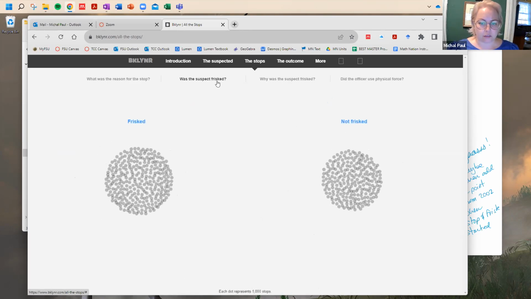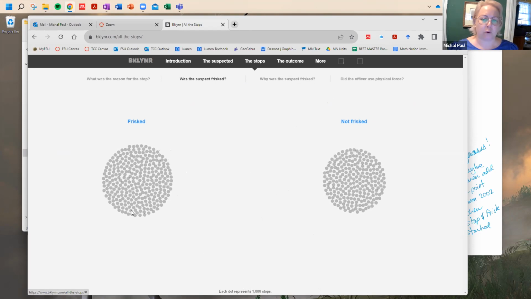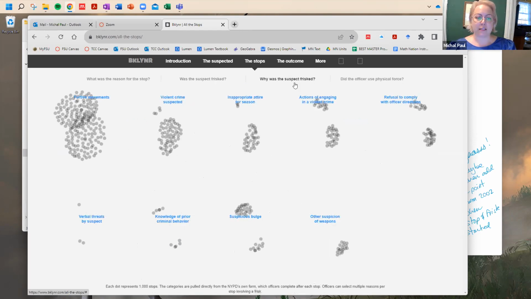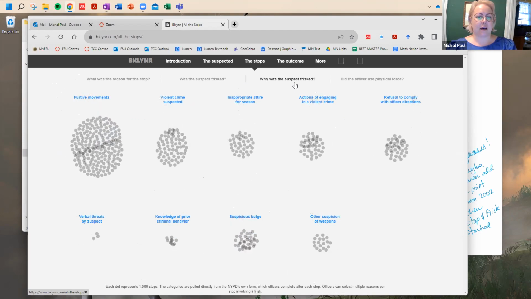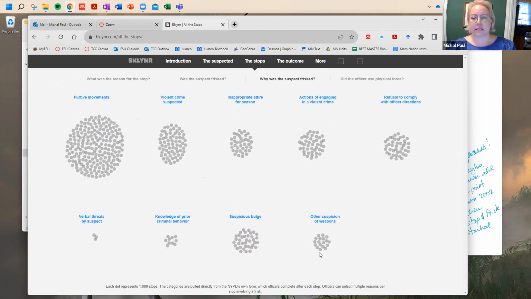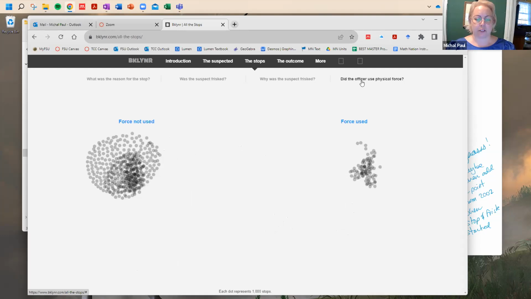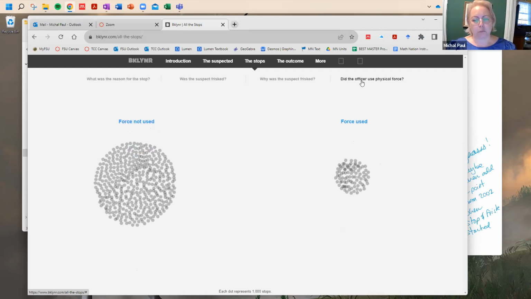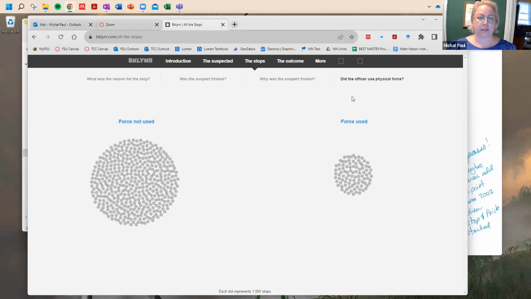Of those, about 50-50, more were frisked than not frisked, but it's pretty close. Why were they frisked? Mostly the same reasons they were stopped, although some of them were frisked because the officer said something to them and they didn't respond appropriately. And this is whether or not the officer used physical force. Mostly not force, but some force was used.